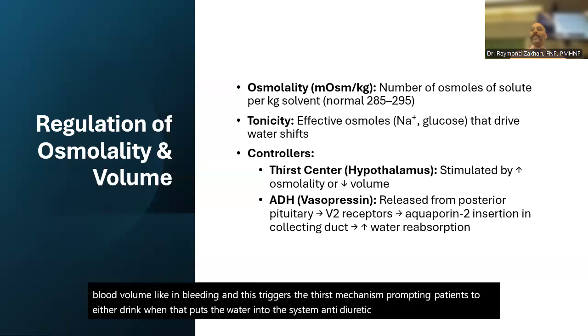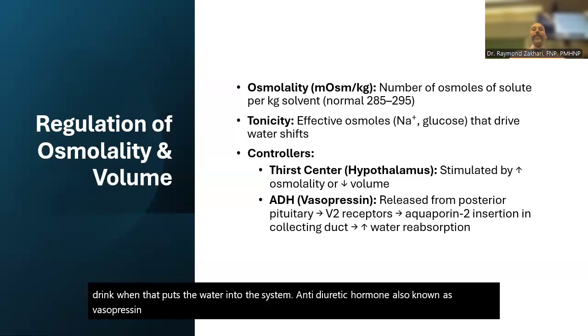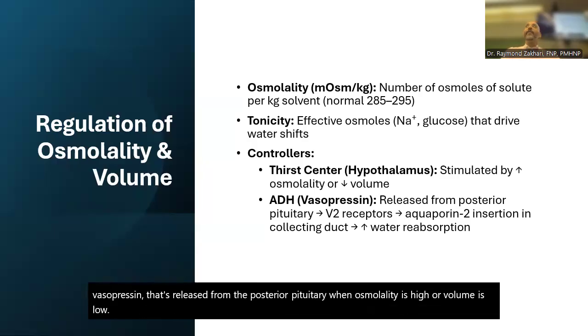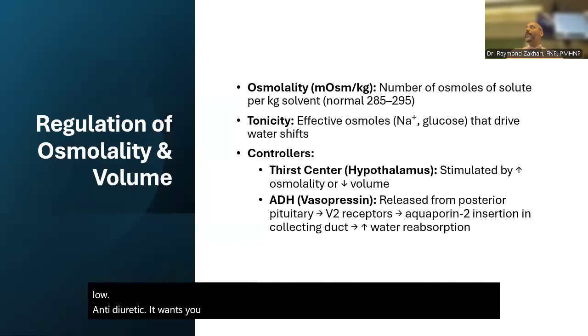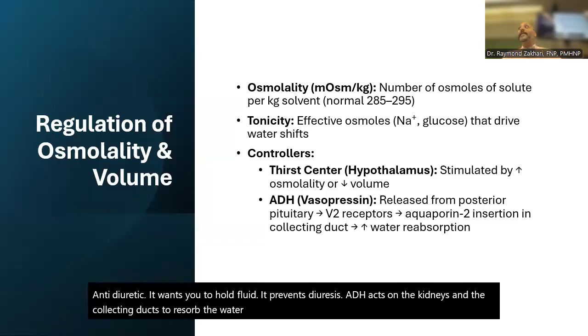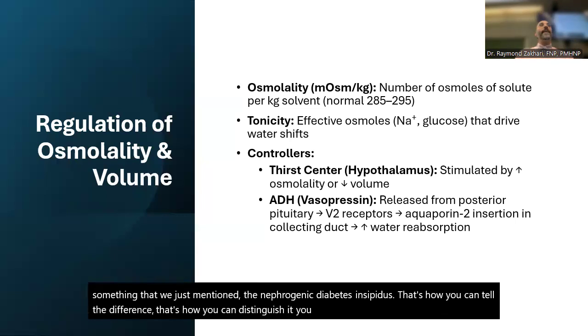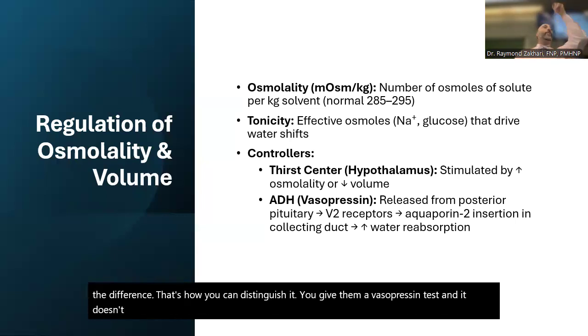Antidiuretic hormone, also known as vasopressin, is released from the posterior pituitary when osmolality is high or volume is low. Antidiuretic, it wants you to hold fluid. It prevents diuresis. ADH acts on the kidneys and the collecting ducts to resorb water, assuming they're sensitive to it. But they're not, like in something we just mentioned, nephrogenic diabetes insipidus. That's how you can distinguish it. You give them a vasopressin test and if it doesn't respond, you say, oh, it's nephrogenic. If it does respond, it's central.